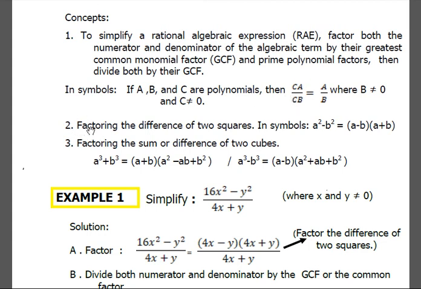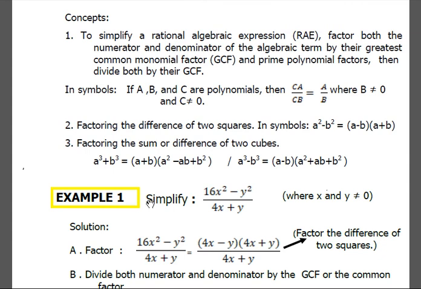Then for number 2, we have the difference of two perfect squares. Here are the factors. Please try to remember this. A squared minus b squared is equal to quantity a minus b times quantity a plus b. And also for the sum and difference of two perfect cubes, we have it here.